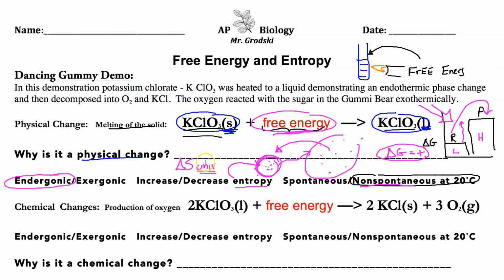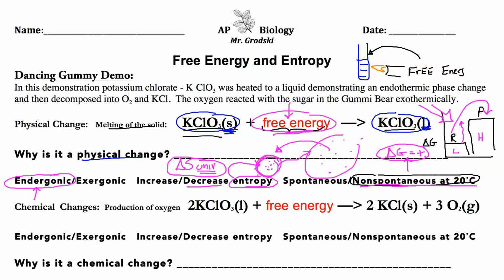Now, the thing is, we're always measuring this universe. When we look at the entropy, we know that it has to be decreasing because it's endergonic. We know it's endergonic because it's a positive delta G. I knew that because the free energy was on the reactant side. And notice I said it's non-spontaneous at 20. That's a condition. If the room was at 100 degrees Celsius, it would already be a liquid, right? So it has to be at room temperature.